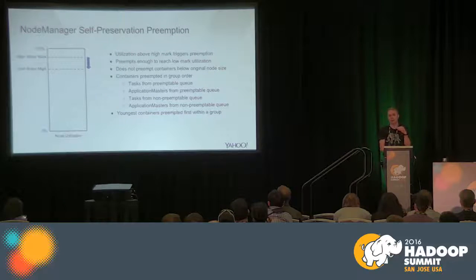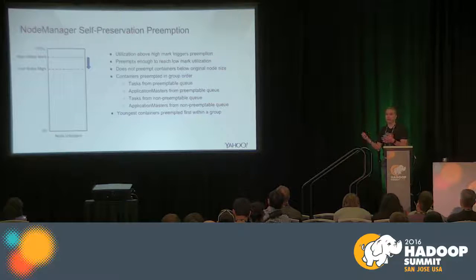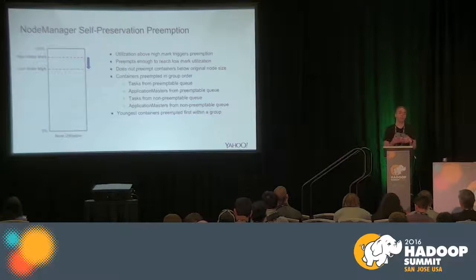We try to kill tasks before application masters because many of the frameworks, if you kill the application master, it'll end up killing all the containers anyway for that whole app attempt. So we try to kill the tasks first, then the application masters, and then likewise the tasks and application masters in non-preemptible queues, sort of like more production type loads. And again, within each of those groups, we order the containers within those groups for candidates for preemption by their lifespan. So we try to kill the youngest ones first to minimize the total amount of work lost when we have to do this.